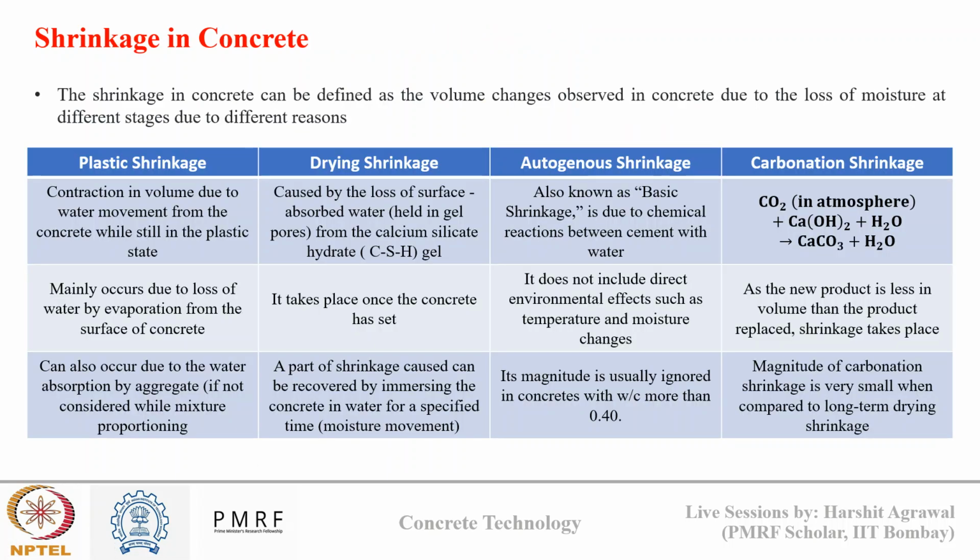After creep, we talked about shrinkage, where we first discussed different types of shrinkages, mainly plastic shrinkage, which occurs in fresh state, drying shrinkage, which occurs in hardened state, autogenous shrinkage, which is a basic shrinkage which will occur due to hydration of cement. When it reacts with water, the volume decreases. Okay, so that is autogenous shrinkage, and carbonation shrinkage, which can happen due to CO2 interacting with portlandite.